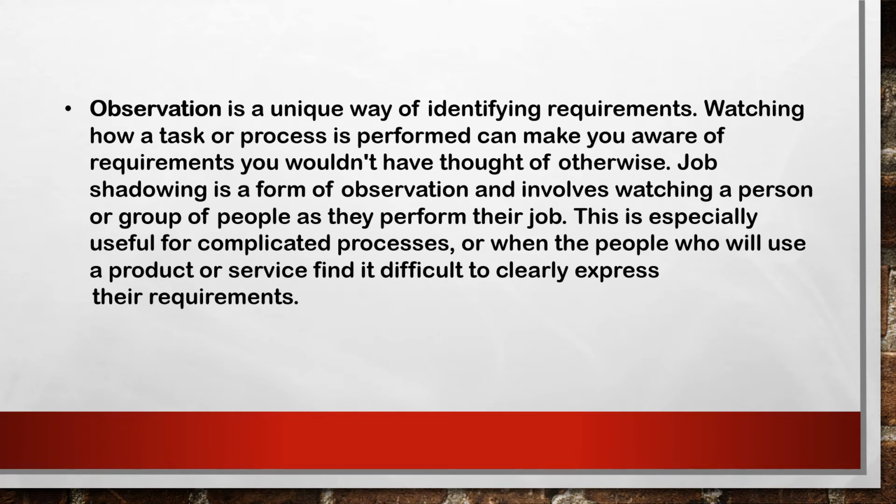Observation is a unique way of identifying requirements. Watching how a task or process is performed can make you aware of requirements you wouldn't otherwise know about. Job shadowing is a form of observation and involves watching a person or a group of people as they perform their job. This is especially useful for complicated processes, which the people who will use the product or service will find difficult to clearly express as requirements.